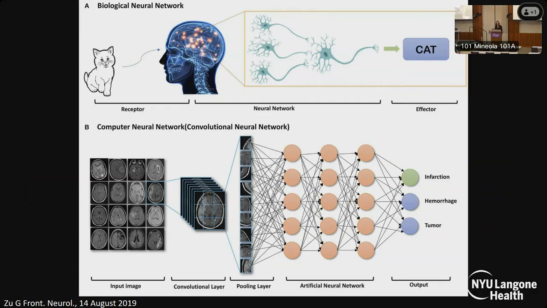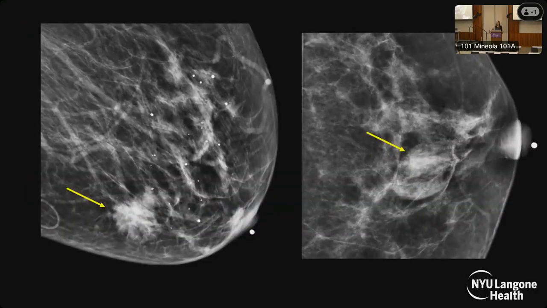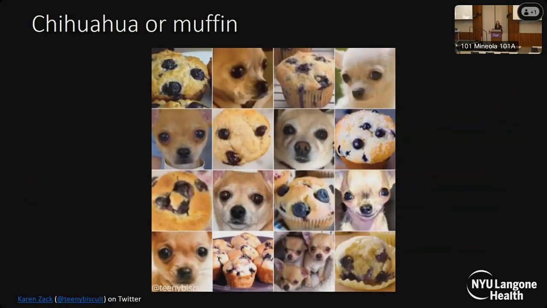So I'll give you an example. The classic example in breast imaging is telling apart a cancer from something else. On the left, we have a spiculated mass, and that's a cancer. And on the right, we have a benign mass, that's a hamartoma. So one very classic machine learning task is telling these two apart. We could also choose a different task, like telling chihuahuas and blueberry muffins apart, which apparently is harder than you would think.